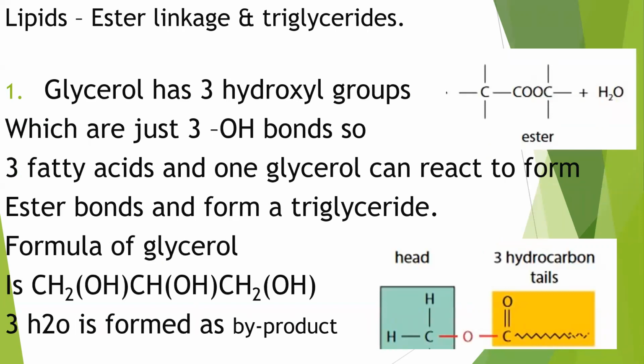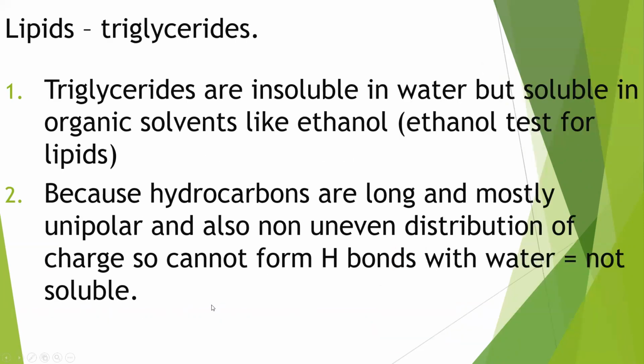So the structure of glycerol is basically that it has 3 hydroxyl groups. Hydroxyl groups are basically OH bonds, so it has 3 OH bonds. So it can bind to 3 fatty acids because one fatty acid has one COOH group. So 3 water molecules are produced at the end. Okay, so this is the structure of glycerol: CH2OH, CHOH, CH2OH, which means there are 3 OH bonds along the molecule.